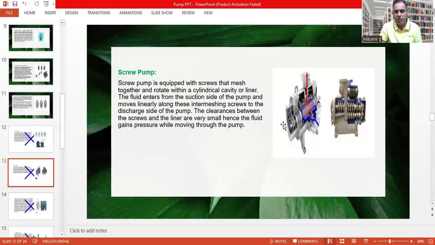Screw pumps are used more in the oil industries for pumping heavy, thick additives, which have a viscosity in the range of 8,000 to 10,000 cSt.